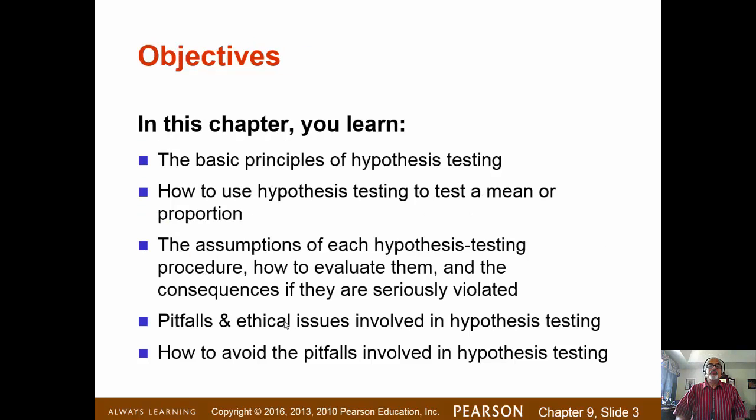So in this chapter, you learn what is hypothesis, the basic principles behind hypothesis, and how you should set it up. There are some very strict rules about how the hypothesis should be set up, and you need to learn those rules and be able to set up the hypothesis correctly. And how to use hypothesis testing to test a mean or a population proportion, the procedure. The assumptions that you need to go through the hypothesis testing procedure, and some issues involved in hypothesis testing. So these are the objectives.